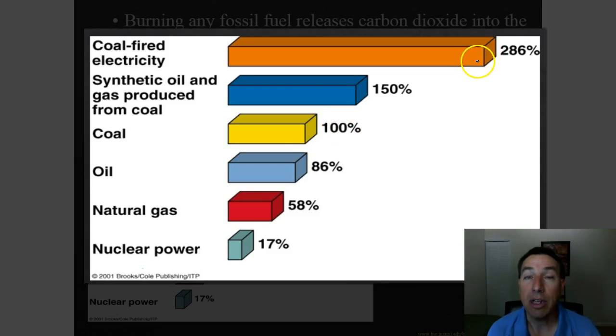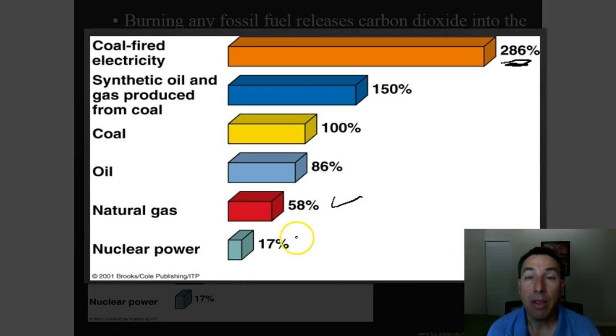And then if we produce electricity from this coal, then 286% more CO2 than just burning the coal by itself is produced through making electricity. So we're putting out way more CO2 by using coal to make electricity. Now, if we just burn oil by itself, we get a little bit less CO2 out. If we burn natural gas by itself, which is by far the best fossil fuel here, we get less CO2.